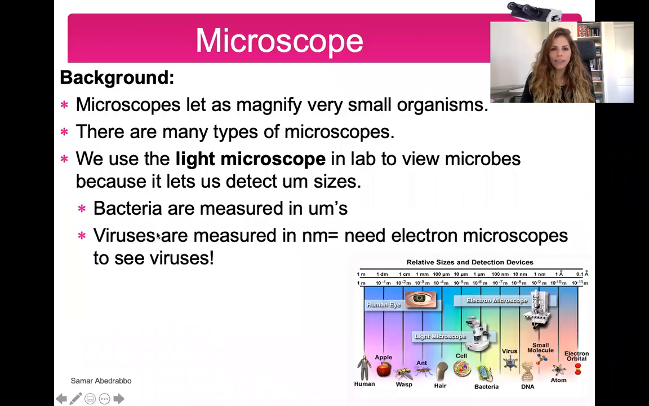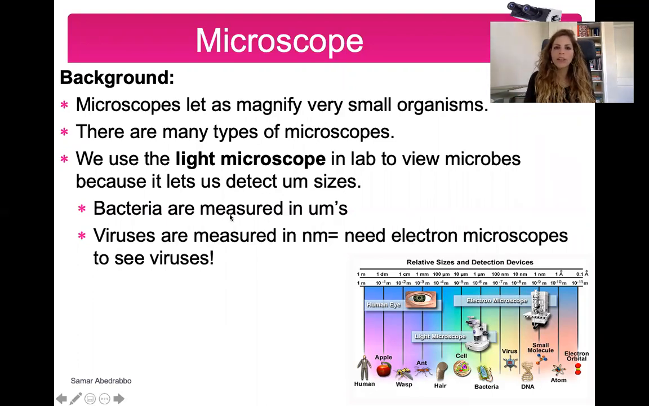So to give background on the microscope, again, we talked about this in the other lecture. Microscopes let us magnify very small organisms, microorganisms, and there are different types of microscopes. We are focusing on the light microscope in lab, and you use this to view microbes that are in the micrometer size. Remember that bacteria are typically measured in micrometers, so this is where we look at E. coli, bacteria, salmonella, many different types of bacteria.